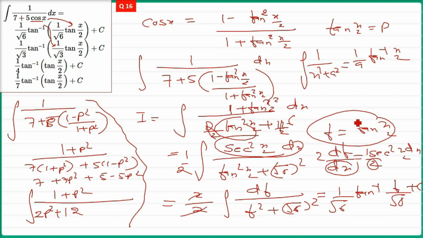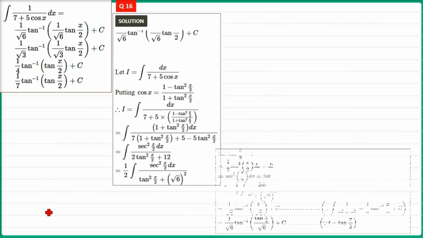The final thing is t was earlier taken as tan x by 2. So we are going to replace this t finally by tan x by 2. So 1 by root 6 tan inverse (tan x by 2 divided by root 6) plus constant of integration, and this matches with the first one, the A one. Now this is how it is going to be solved.